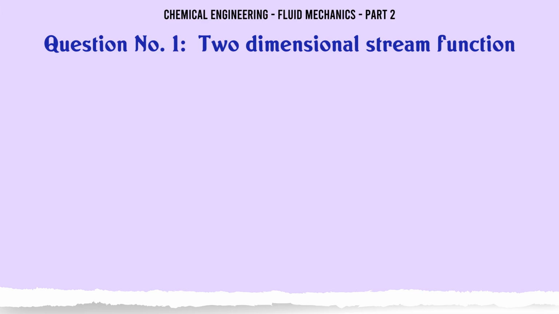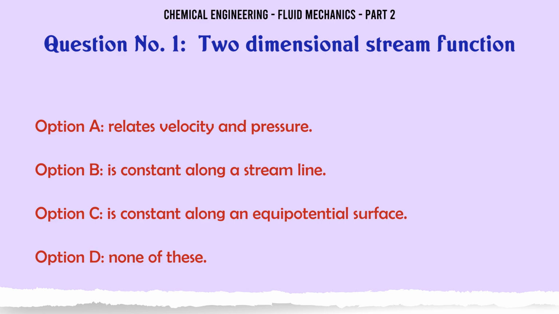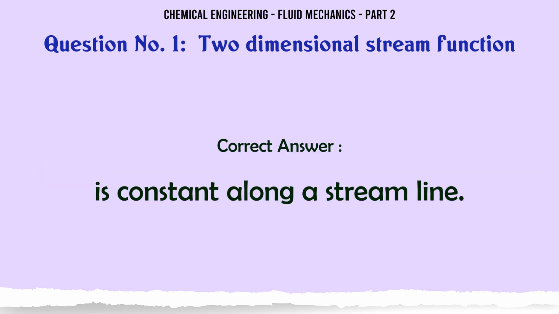Two-dimensional stream function. A: relates velocity and pressure. B: is constant along a streamline. C: is constant along an equipotential surface. D: none of these. The correct answer is constant along a streamline.